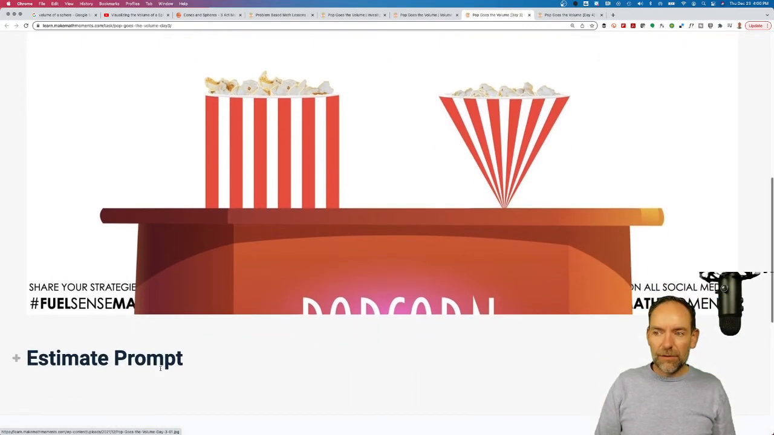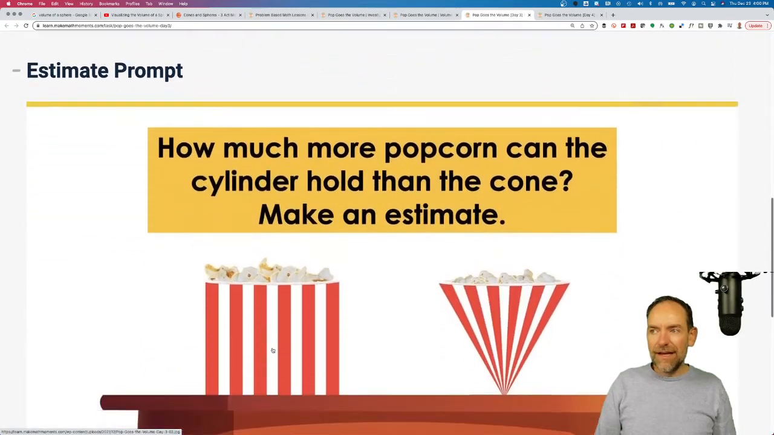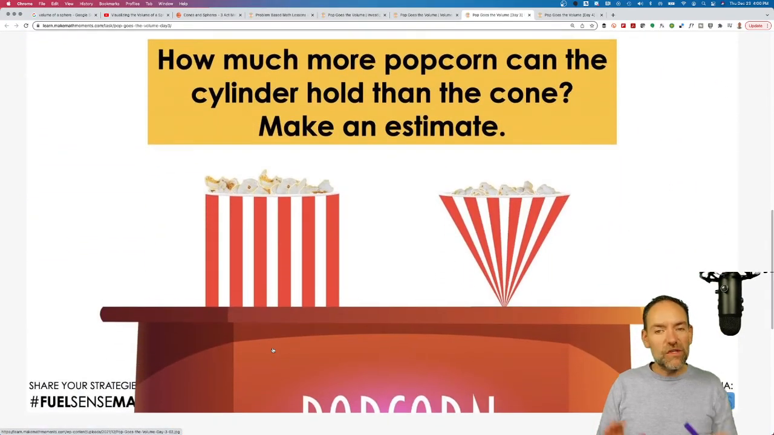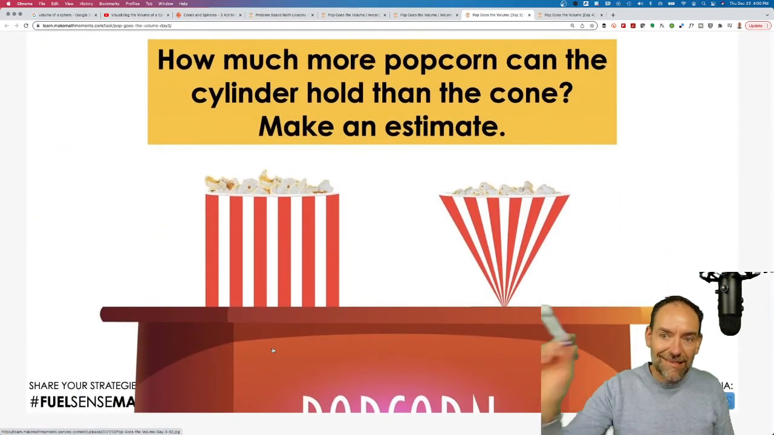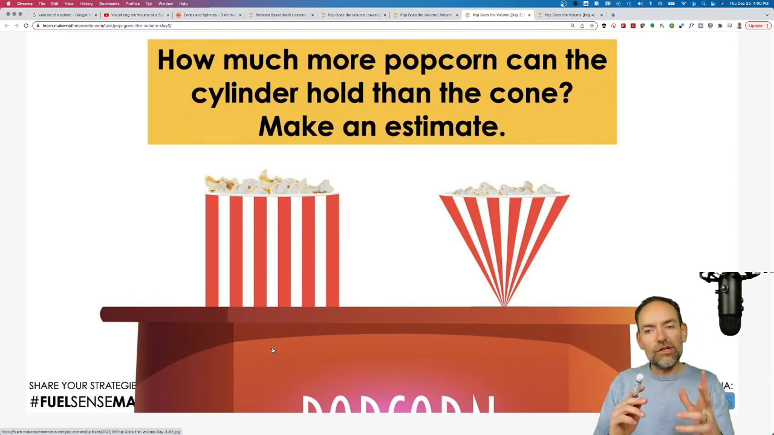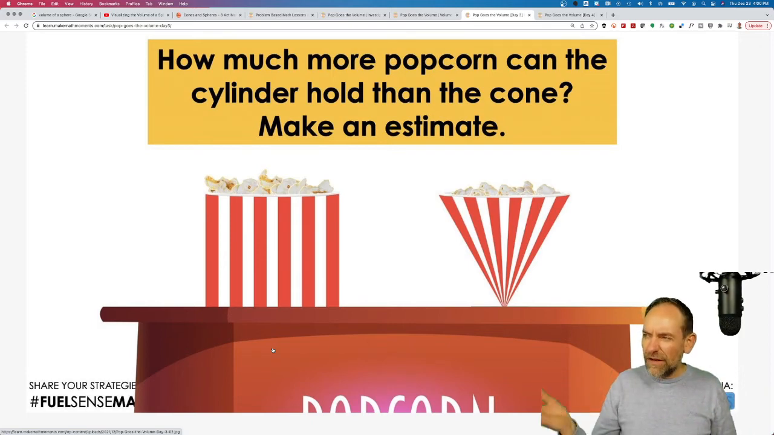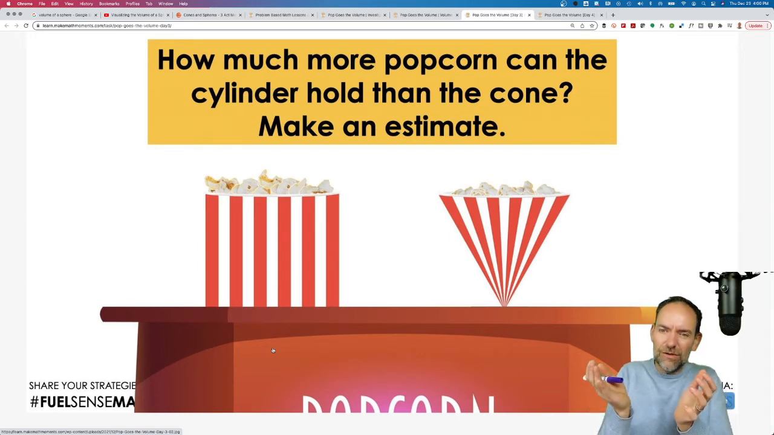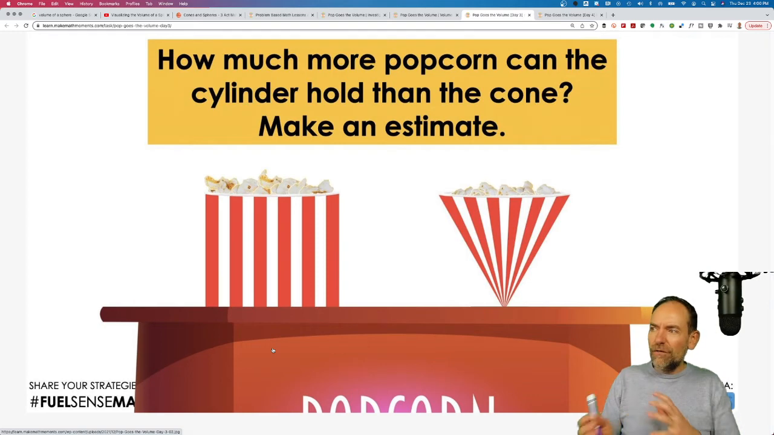And in particular, what we ask them is how much more popcorn. Most students realize, okay, that cylinder is going to hold more popcorn than the cone. But the question then becomes, is it double? A lot of students would say, yeah, you could probably fit 2 cones in there. Then other students look at it and they say, well, you lose a lot here, but you don't lose any up here. I don't know if it's half. Maybe the cone isn't half. Maybe it's a little more than half.